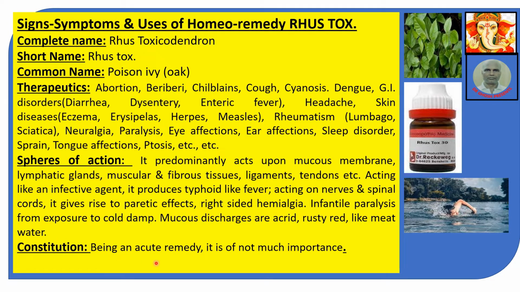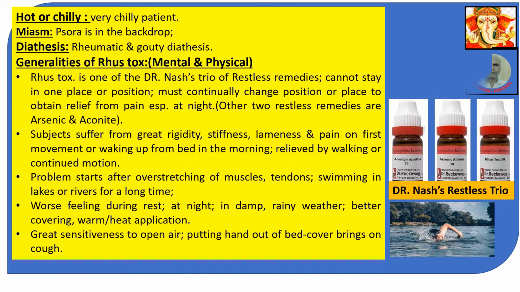Constitution: being an acute remedy, it is not of much importance. Hot or chilly? Very chilly patient. Miasm, sore eyes in the backdrop. Diathesis: rheumatic and gouty diathesis. Generalities of Rhus Tox: mental, physical combined. Rhus Tox is one of Dr. Nash's trio of restless remedies. Cannot stay in one place or position, must continually change position or place to obtain relief from pain, especially at night. The other two restless remedies are arsenic and aconite.